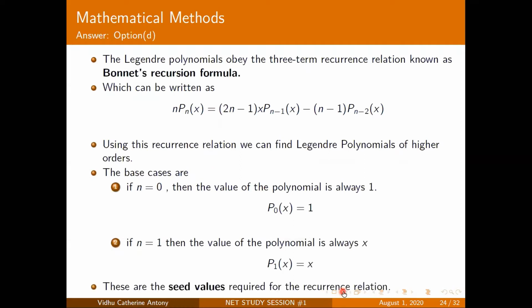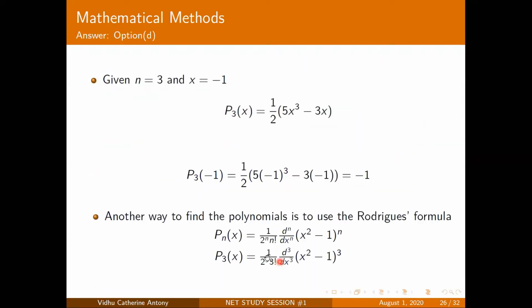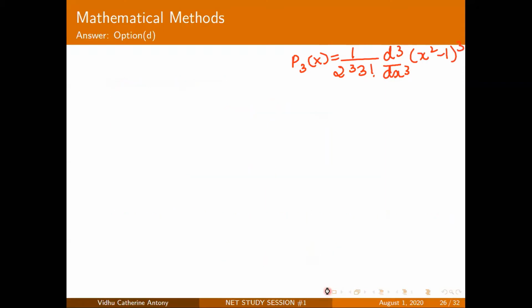Now the other way to do this is to use this Rodrigues formula. I think I'll do this right now. So P3 of x is equal to 1 divided by 2 power 3 factorial, d cubed divided by dx cubed, the third order derivative, and then you'd have this. Let me go back so that I get some space to work on. Then I will have an 8 here because you have 2 power 3, and 3 factorial is 6, so I'll multiply it that way.